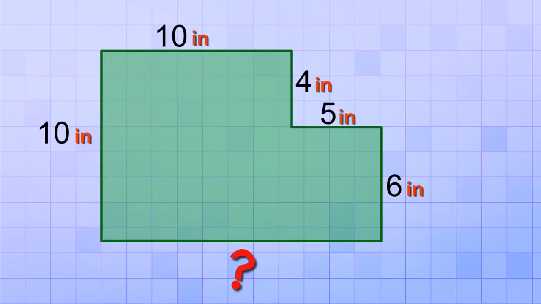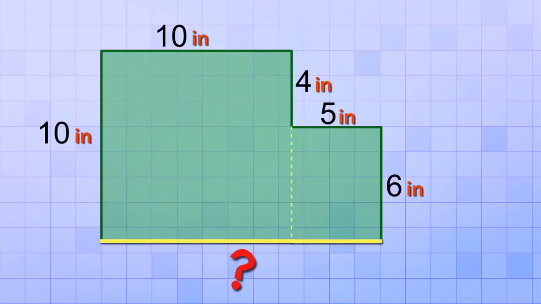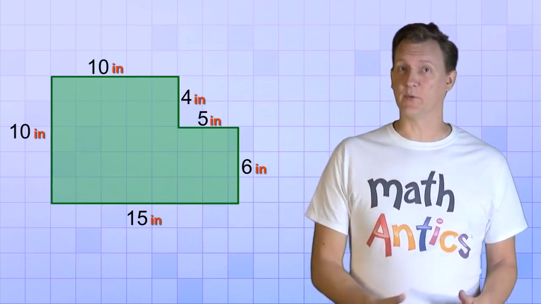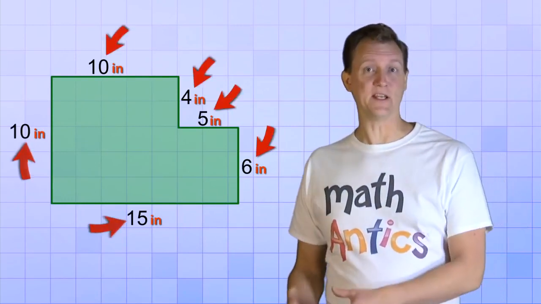Notice that we can do the same thing for the horizontal sides that we do know. If we imagine those moving down to the side that we don't know, we see that its length must be equal to the combination of those 2 lengths. 10 inches plus 5 inches equals 15 inches. There, we've used the lengths that we did know to figure out the lengths that we didn't know.